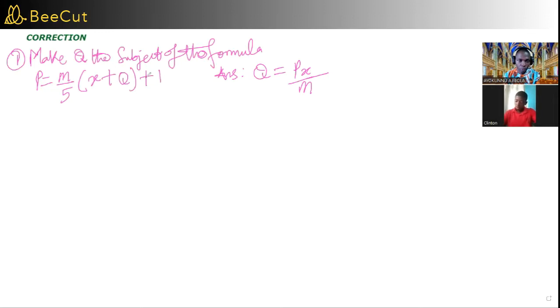Then you have to subtract 1 from both sides. So I have P minus 1. Okay? You have to subtract 1 from both sides. So this will be P minus 1. Then if you put minus 1 here, it's going to eliminate this. Then you have your P minus 1 because of the minus 1 you put on the other side. You now have M over 5 into X plus Q. Do you understand this step?